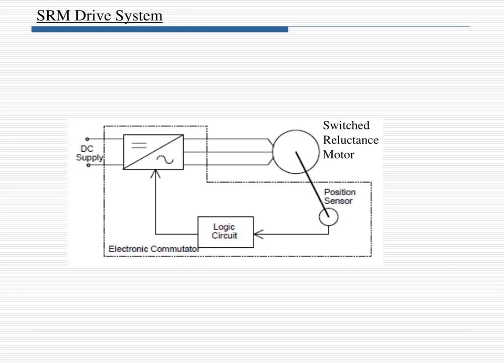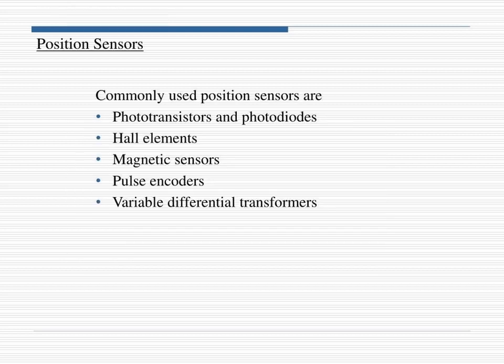Now this is the block diagram of an SRM drive system, where we provide a DC supply, which we invert, converting the DC to AC, and give it to the switched reluctance motor. The position sensor is connected to the motor and feeds the logic circuit, and the logic circuitry is connected back to the inverter. The position sensors used are phototransistors and photodiodes, Hall elements, magnetic sensors, pulse encoders, and variable differential transformers.